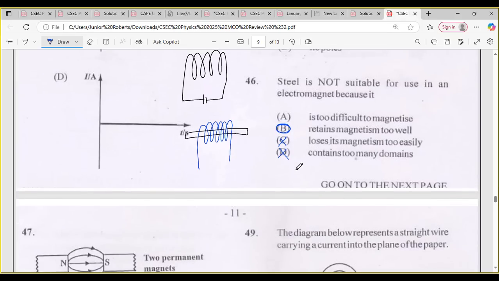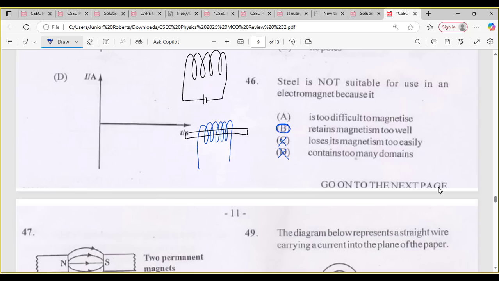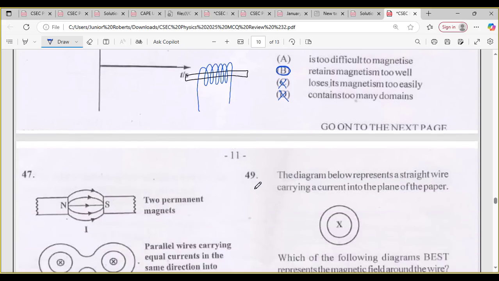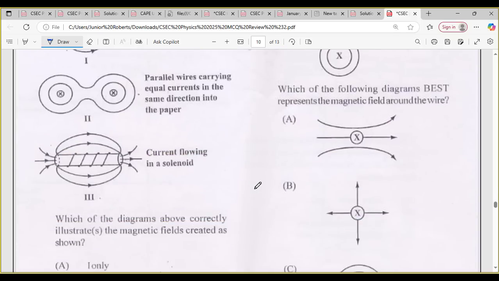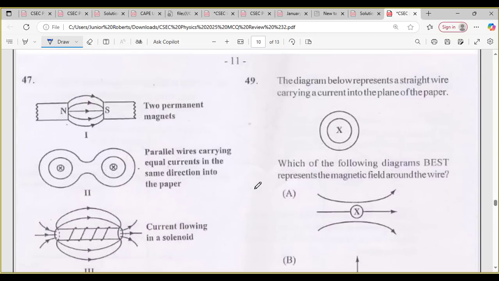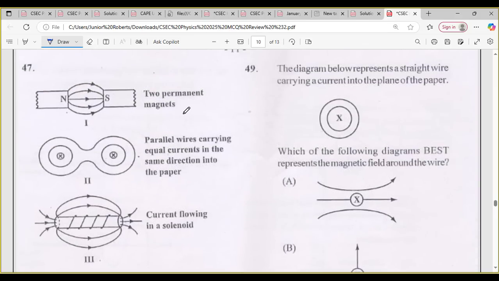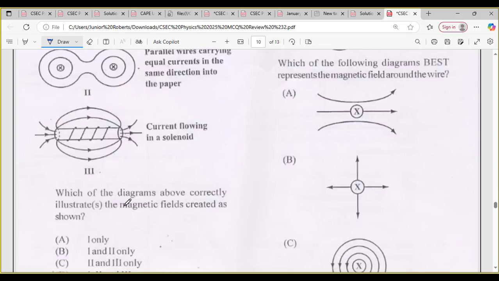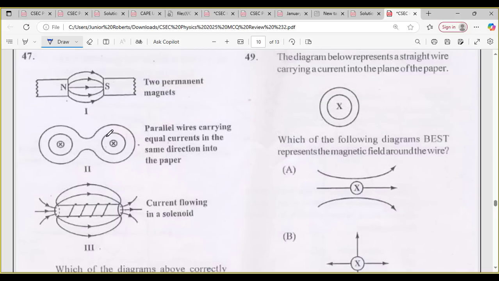All right, so are we comfortable with this? Okay. This paper is not one solid paper, it's multiple papers combined. So 47 now says two permanent magnets. Which of the diagrams above clearly illustrate the magnetic fields created as shown? Okay, let's see now.